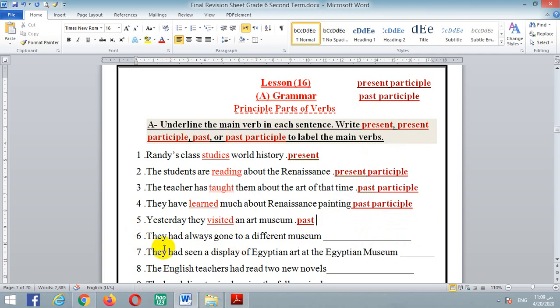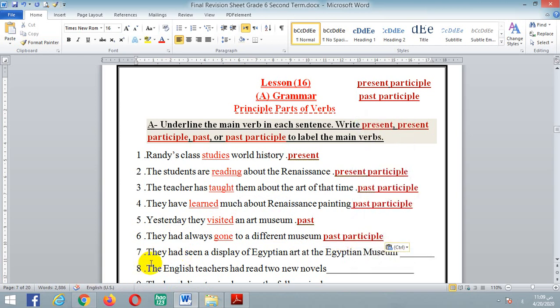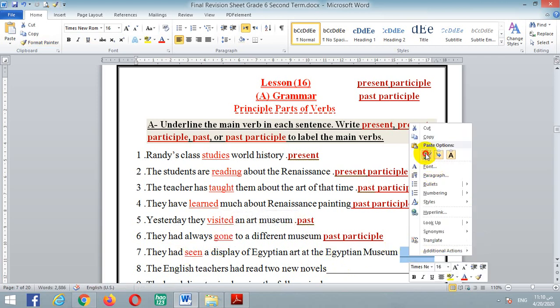Number 6, they had always gone to different museums. Here we have had gone, so had is the helping verb, and the main verb is gone. After has, have, had comes the past participle, so gone is past participle. Number 7, they had seen a display of Egyptian art at the Egyptian museum. Here had seen, so had plus, yes, past participle. So here the main verb is seen and it's past participle.